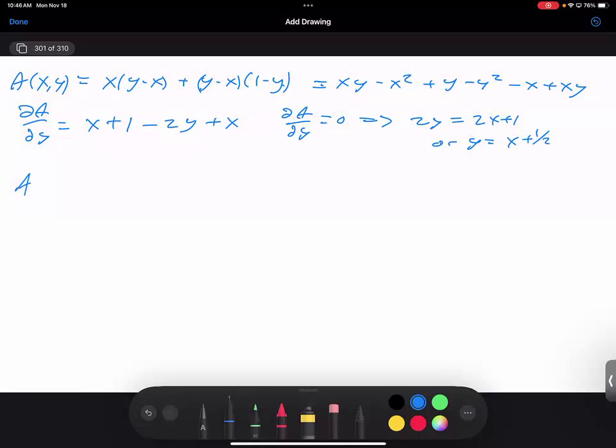And so then the area at x and x plus 1/2 is going to be x times 1/2 plus y minus x is 1/2. And then 1 minus y becomes 1 minus x plus 1/2, which becomes 1/2 minus x. And so the x halves and the negative x halves cancel and you get 1/4. So what this is saying is for an isosceles right triangle, if you optimize, you're always going to get 1/4 for the area.